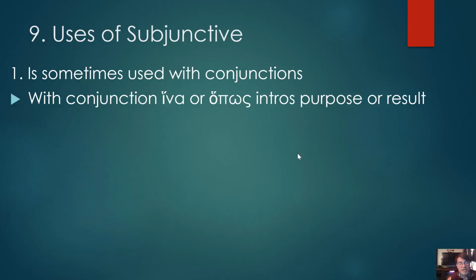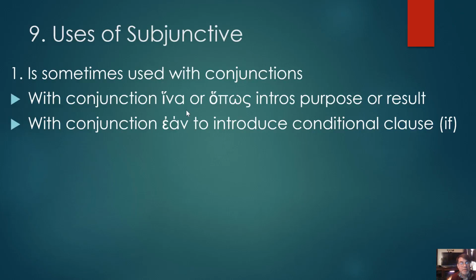Whenever either of these conjunctions, hina or hopos, is used, somewhere later on in that clause there's going to be a subjunctive verb that goes with them, because hina demands that there be a subjunctive, at least in New Testament Greek.